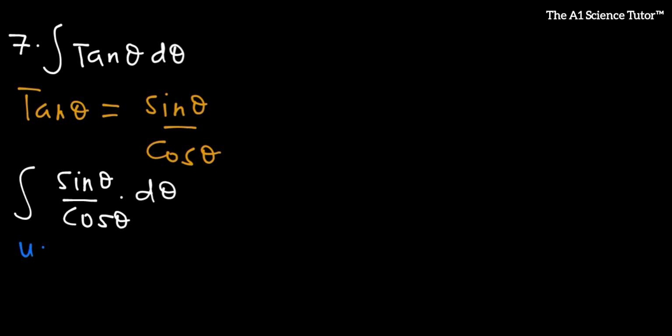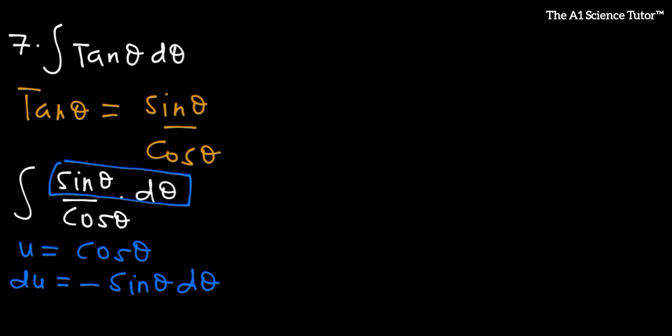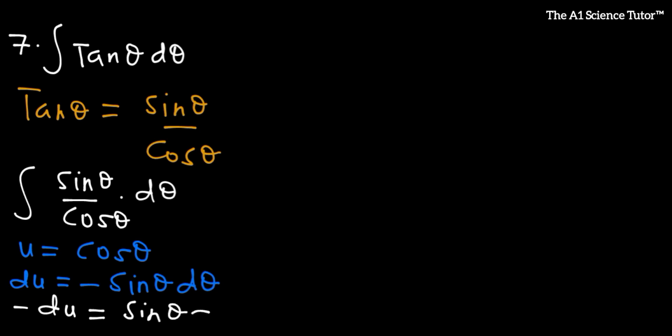So first off, let us make u to be cos theta. So that is going to be du, and du obviously should be negative sine theta d theta. As you can see, we already have that over here. This is sine theta d theta. Now what I just need to do here, I just need to take up the negative to the other side. So that should give us something like this. Minus du is equal to sine theta d theta, right?